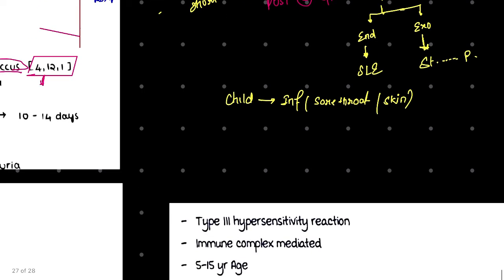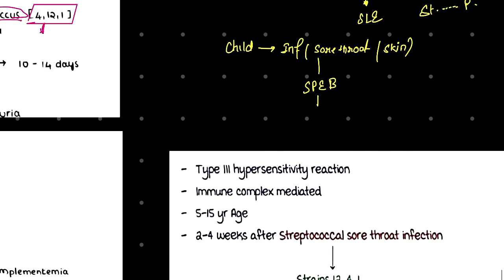Now, the sore throat and skin infection are because of different toxins present in our streptococcus, that is streptococcus pyogenes exotoxin B, and we have M proteins also, right. Now these exotoxins will form immune complex, and as they form immune complex, there will be glomerulonephritis.